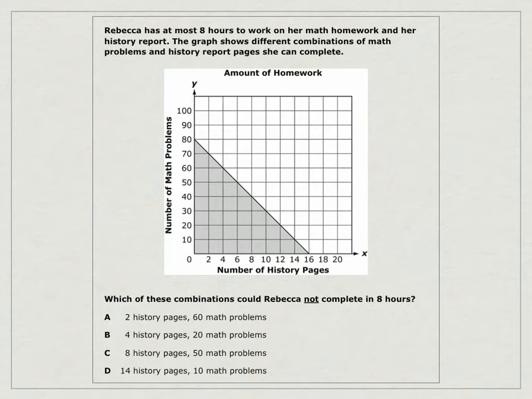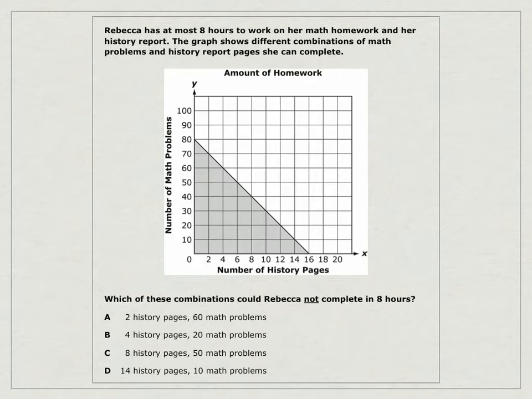If you'll notice, they've drawn a line and shaded below it, because every point in that shaded region is going to represent combinations that she can do in 8 hours of doing homework. It says, which of these combinations could Rebecca not complete in 8 hours? Which is basically asking us which of these combinations is not going to land in the shaded region of this graph. So I'm going to plot points corresponding with the situations they give me in A, B, C, and D.